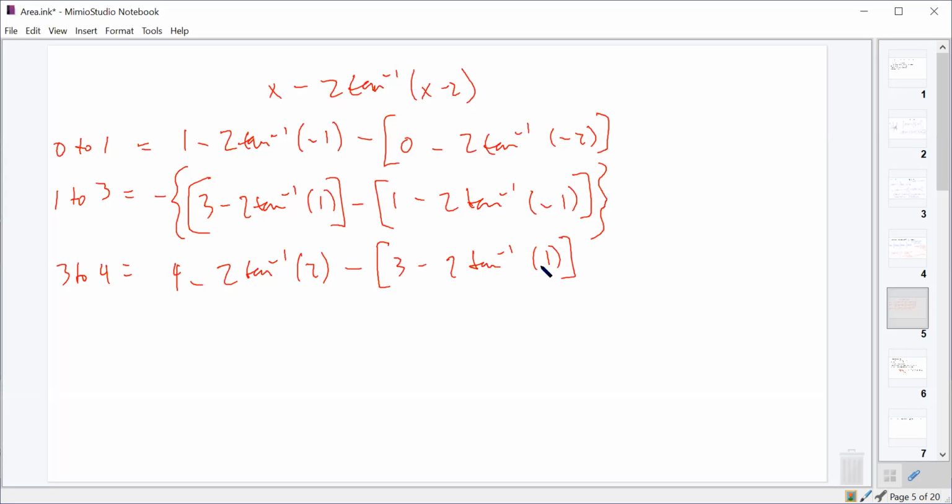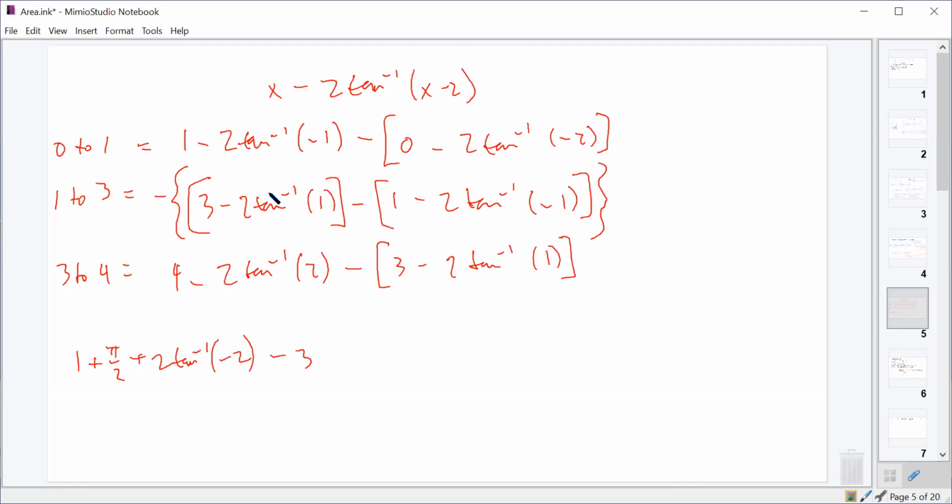So we've got a 1 minus 2 times the inverse tangent of negative 1. So what's the inverse tangent of negative 1? That ought to be what? Negative pi over 4. So we have 1 minus 2 times negative pi over 4, or 1 minus negative pi over 2. So 1 plus pi over 2, minus 0, and then plus 2 inverse tangent of negative 2. So that's the first part. Then we've got minus 3. And then we've got minus a minus 2 inverse tangent of 1.